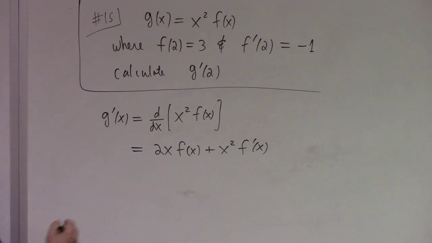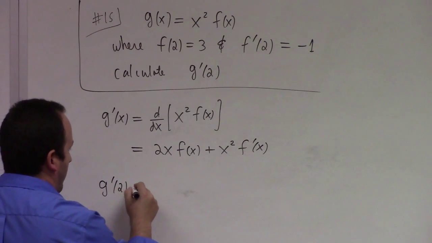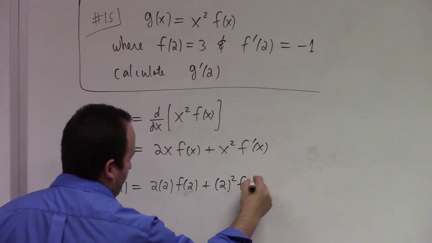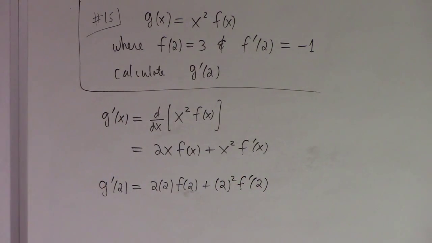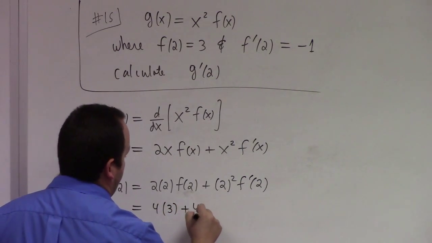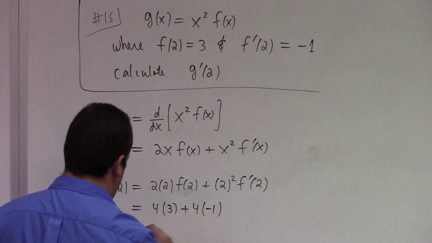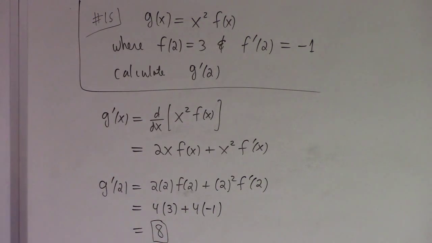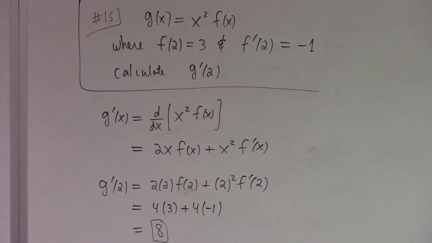So then I just plug in what I'm given. g prime of 2 is 2 times f of 2 plus 2 squared times f prime of 2. But I have all those things, right? I was given f of 2 is 3, f prime of 2 is minus 1. So I just have to plug them in. So I've got 4 times 3 plus 4 times minus 1. So I get 8. Does that make sense?